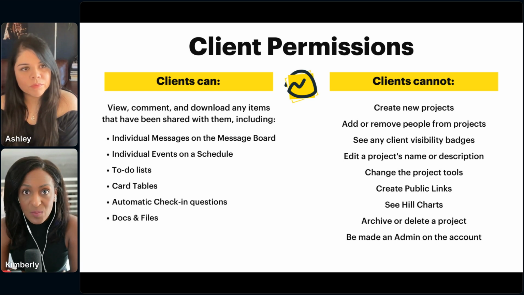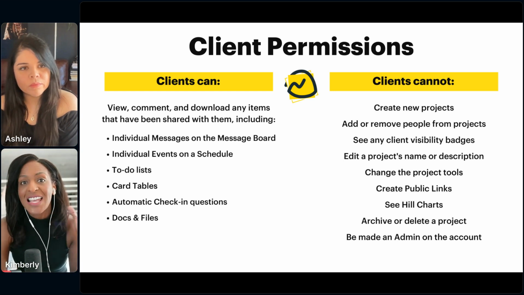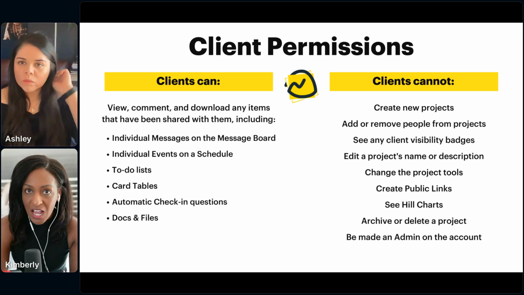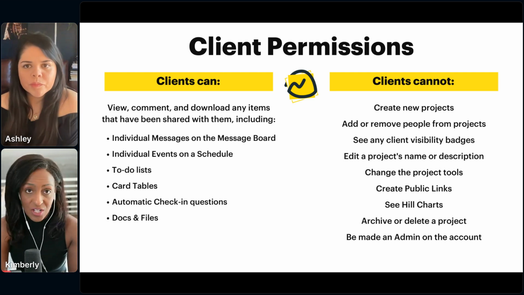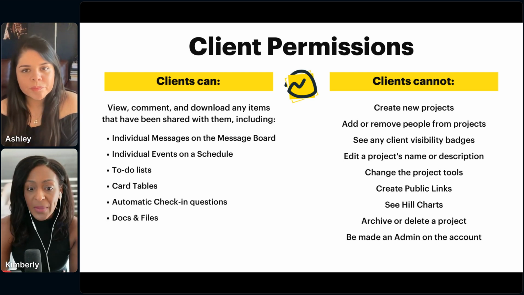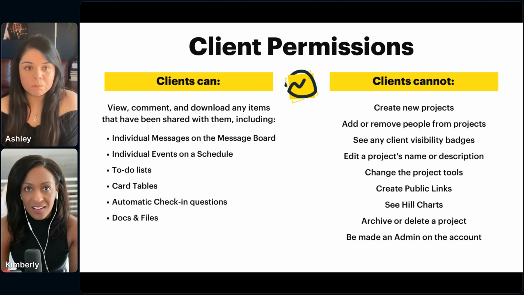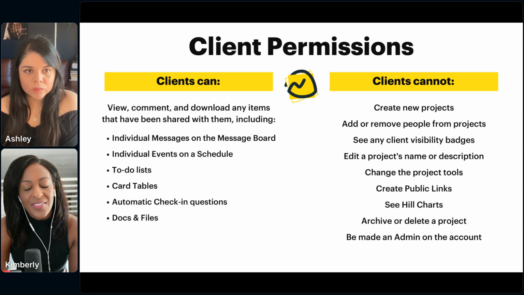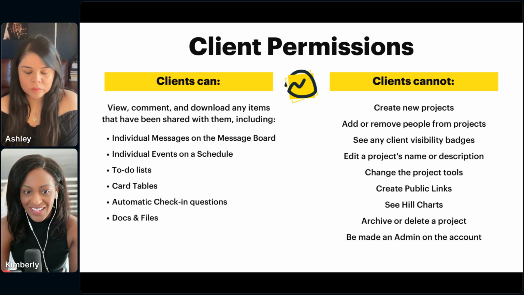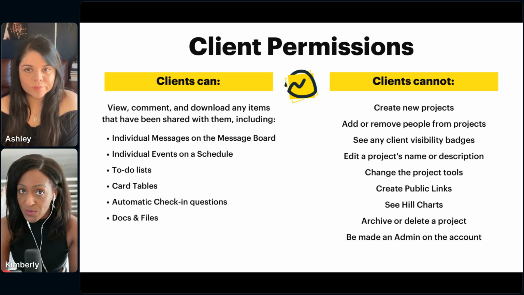So client permissions in Basecamp, on the left side, we see what clients can do in Basecamp. So when you set someone up as a client and give them that designation, they are able to view, comment, download anything that's been shared with them. So that includes individual messages on the message board. They can see it, they can comment on it, they can respond to it. Any event on the schedule that they have been invited to or have been invited to see, they can see that. Any to-do list they've been invited to, card tables, any automatic check-ins, docs and files that they've been invited to, they can see, and they can also download those items.